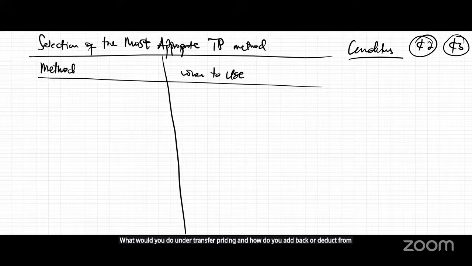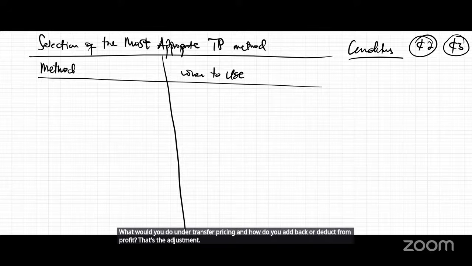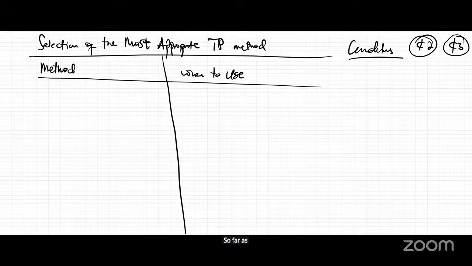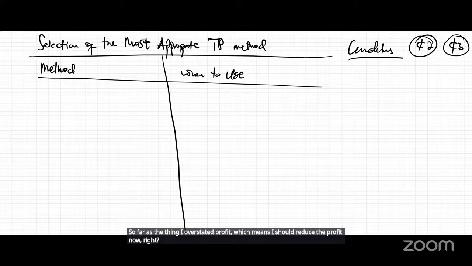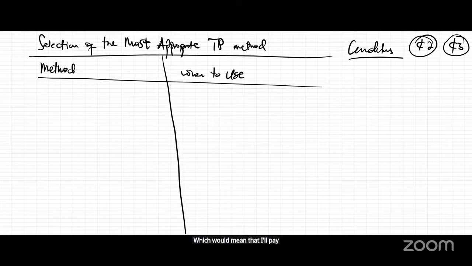That's the adjustment. So far as I overstated profit, it means I should reduce the profit now, right? And because of that, they'll pay tax on the net and any penalties. If I have understated profit, then I'll increase the profit with the excess, which is an arm's length adjustment, which will mean that I'll pay more tax now.